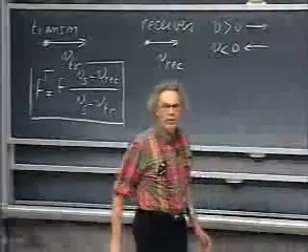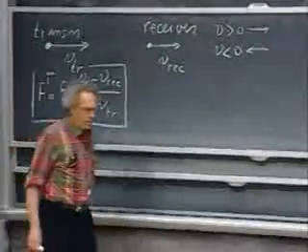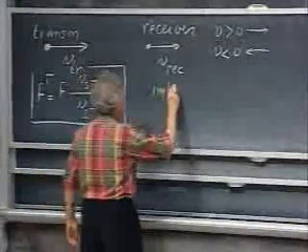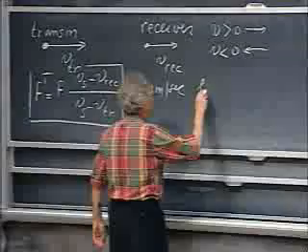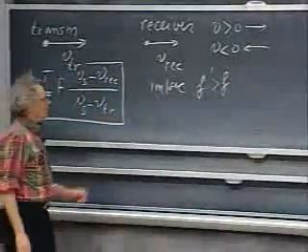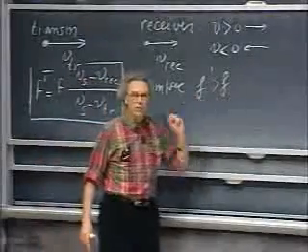Suppose you are not moving at all, you're sitting still, so v receiver is 0. But I move towards you with 1 meter per second. If I move towards you, then f prime will be larger than f. If I move away from you with 1 meter per second, then f prime will be smaller than f.